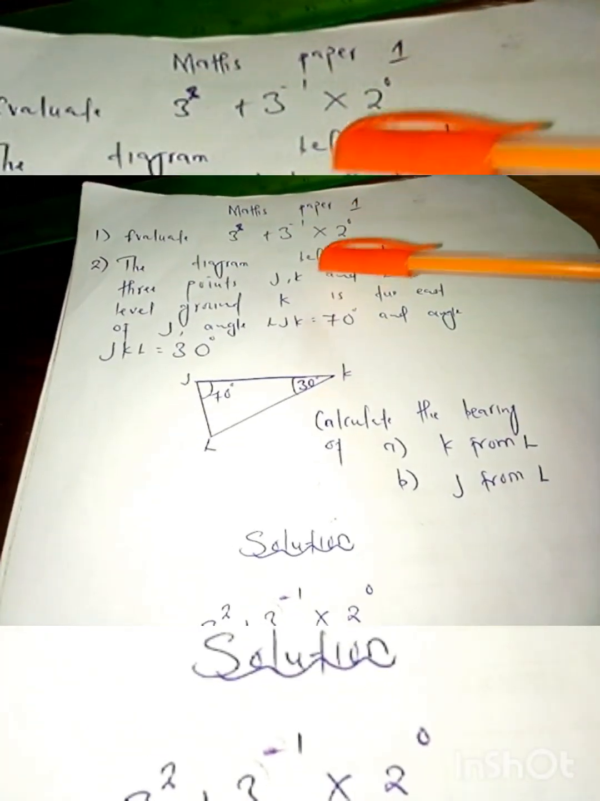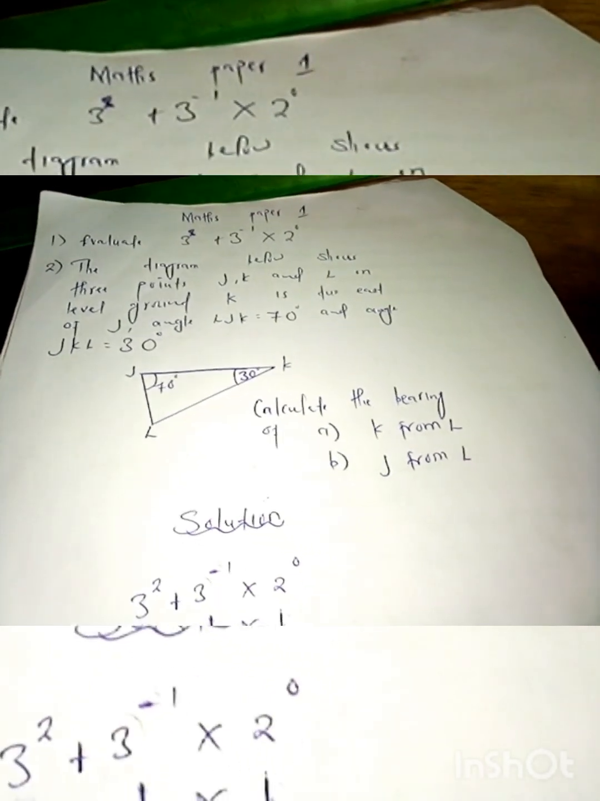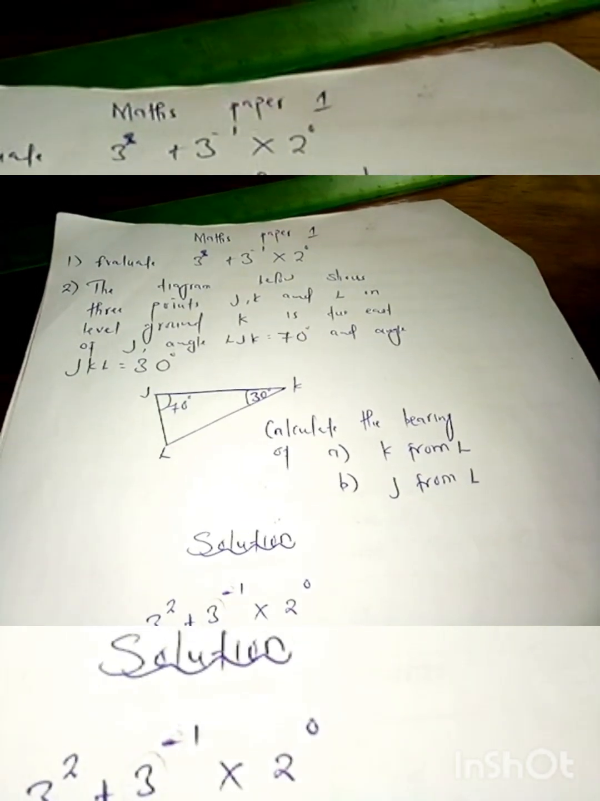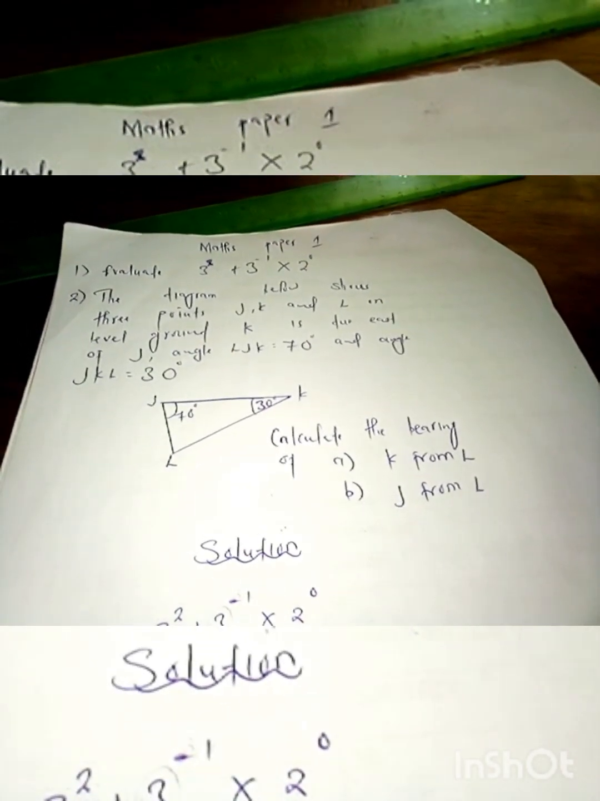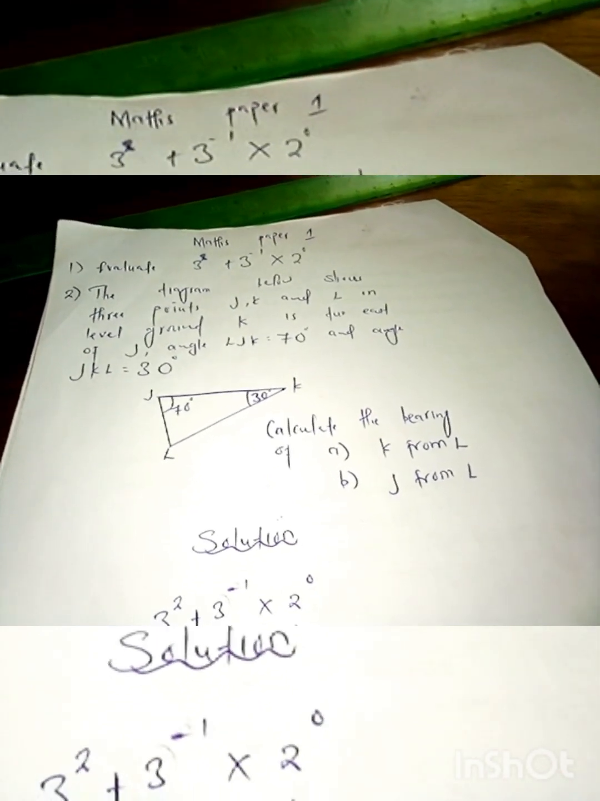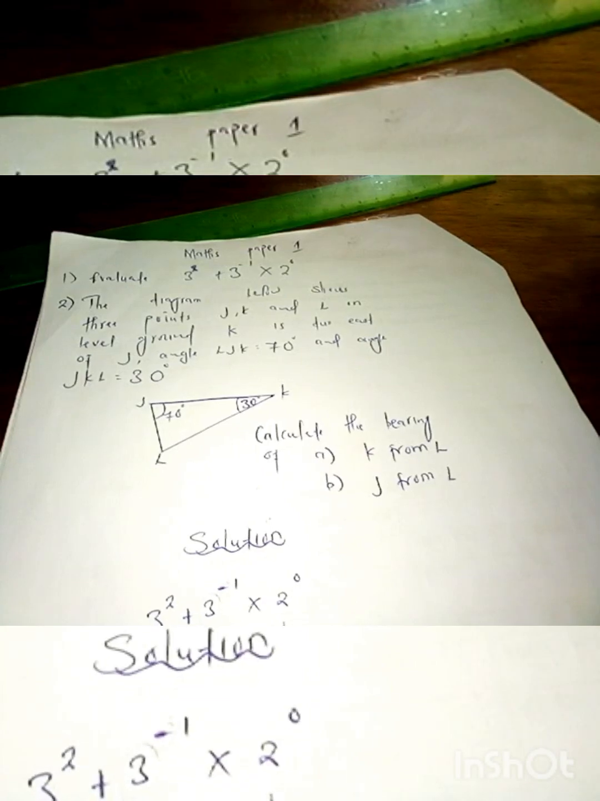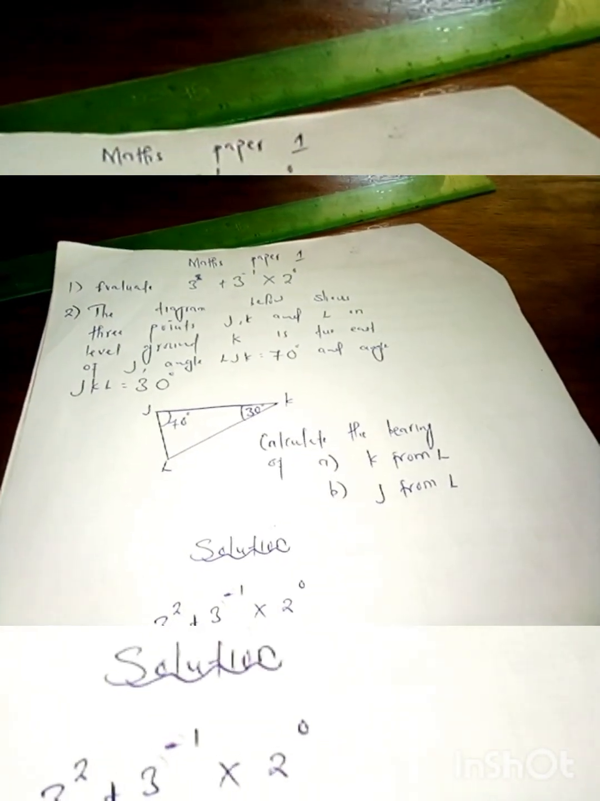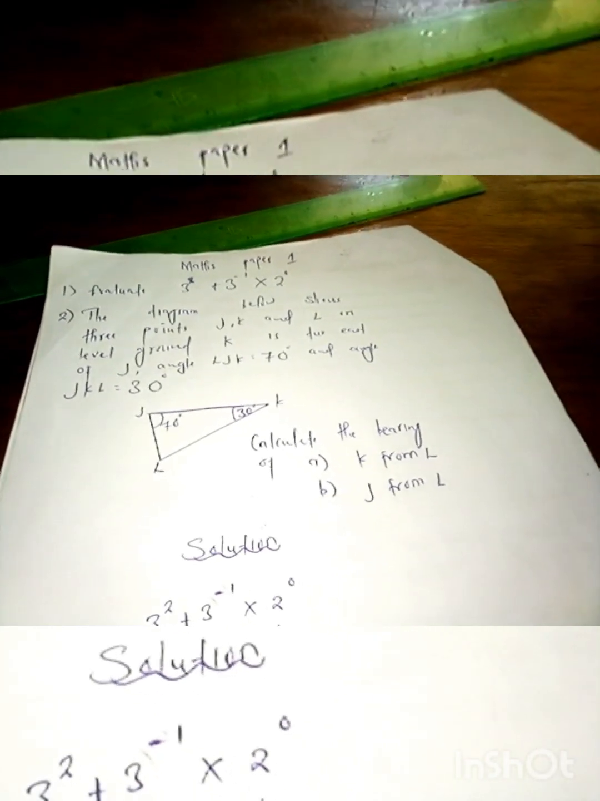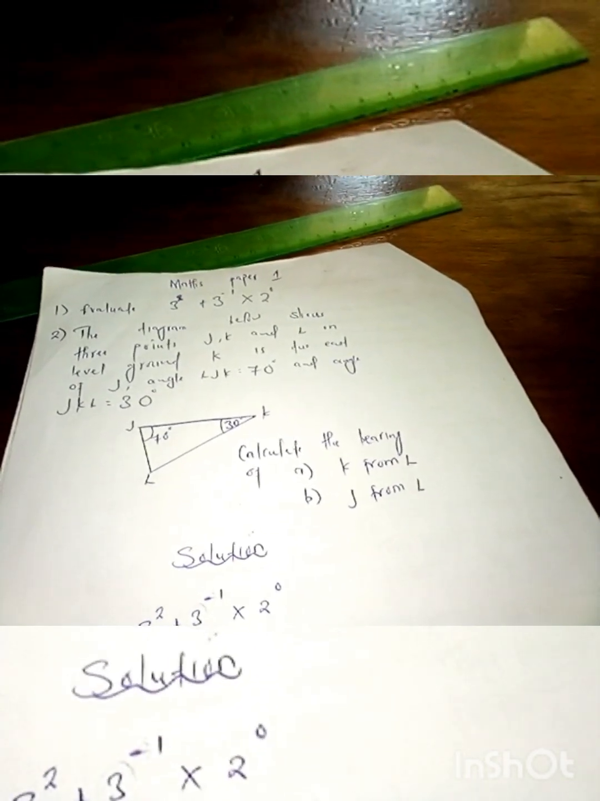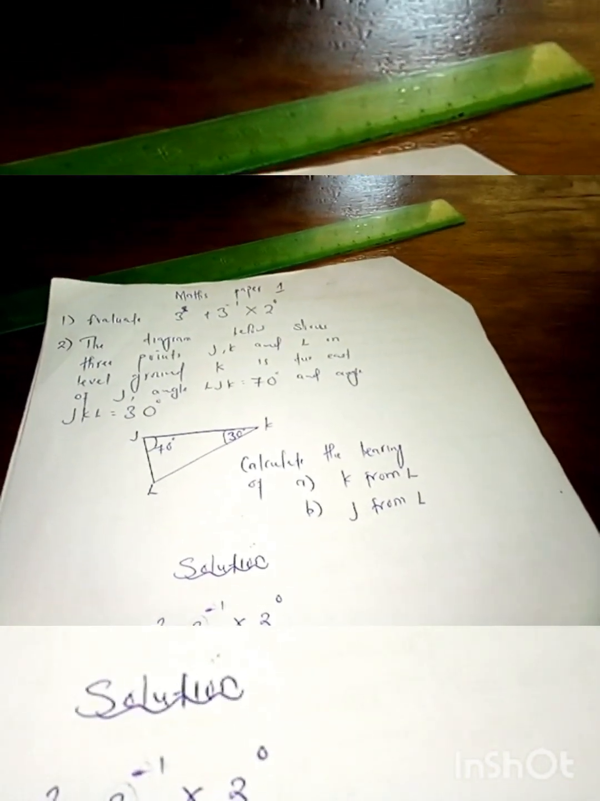And then we have the second question here, which says the diagram below shows 3 points J, K, and L on the level ground. K is due east of J, and angle LJK is equal to 70 degrees, and angle JKL is equal to 30 degrees. Calculate the bearing of K from L, that's A. Then calculate the bearing of J from L, that's B.